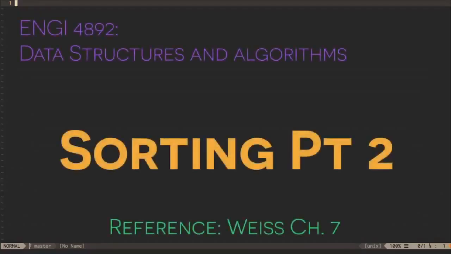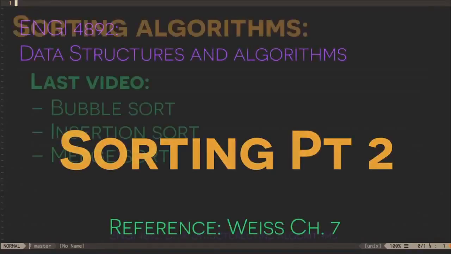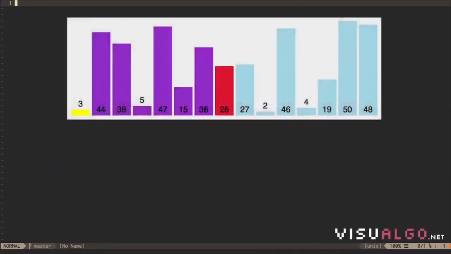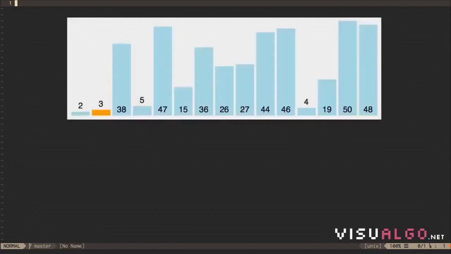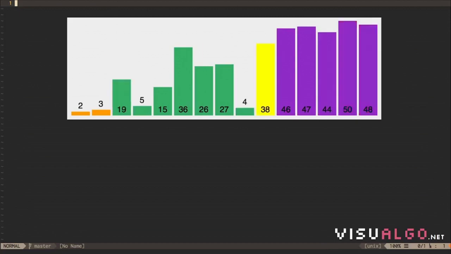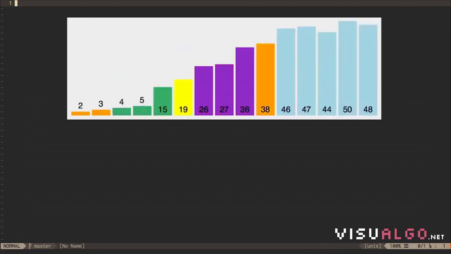Having looked at the bubble, insertion, and merge sort algorithms, this video will look at the quicksort, counting sort, and radix sort. One of the most common and interesting sorting algorithms is the quicksort. The quicksort algorithm is conceptually simple at the highest levels of abstraction, but there are several important details to get right. Crucially, its runtime performance depends on the first decision the algorithm makes about the input data.